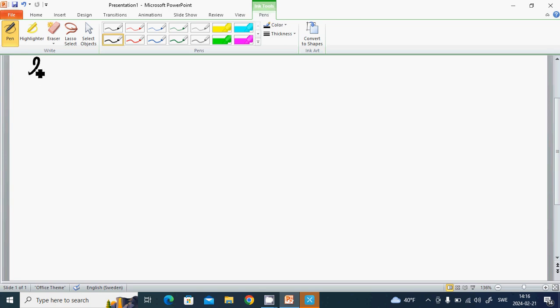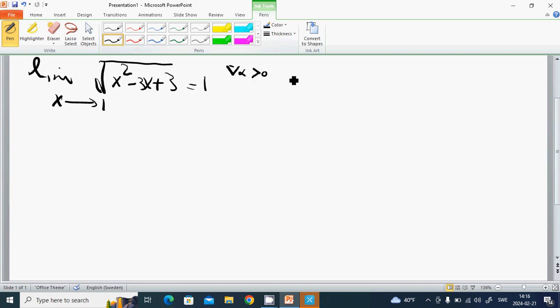Another example is limits of the square root of x² minus 3x plus 3 equals 1 when x goes to 1. Then for each very little positive alpha, there exists a very little positive beta, so that absolute x minus 1 positive less than 1, then absolute square root of x² minus 3x plus 3 minus 1 is less than beta.